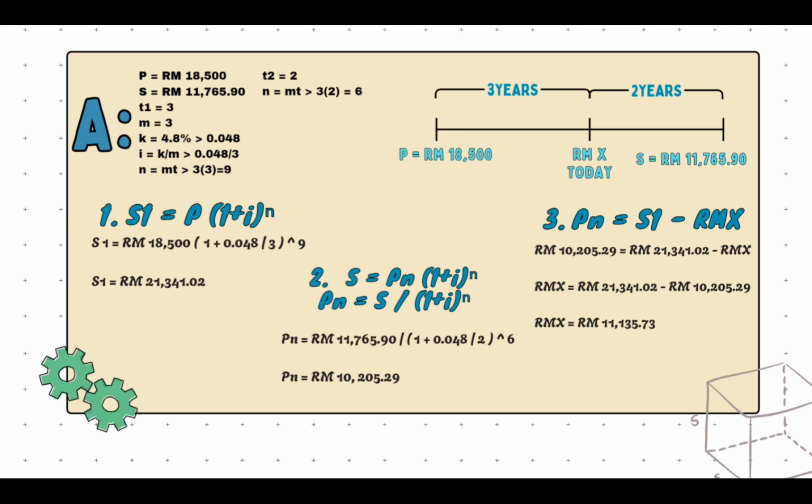Step 3. Calculating the withdrawal amount. The amount withdrawn, RMS, is the difference between the total money available, S1, and the amount that had to remain, P new. So, RMS equals S1 minus P new. RMS equals 21,341.02 minus 10,205.29. Final answer is RMS equal to 11,135 ringgit and 73 cents. So the amount of money Haslam withdrew was 11,135 ringgit and 73 cents.